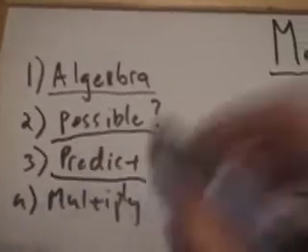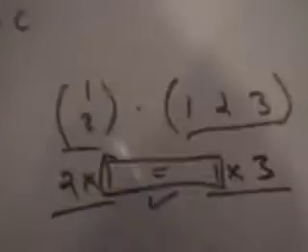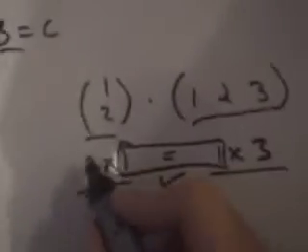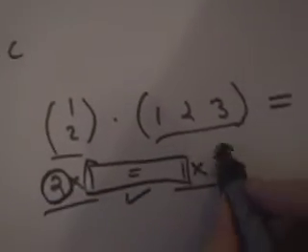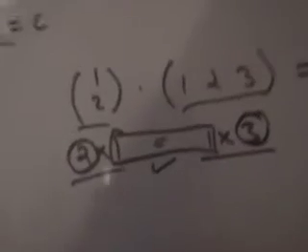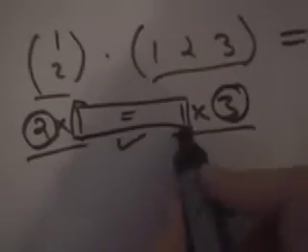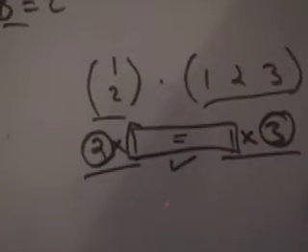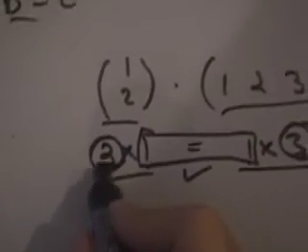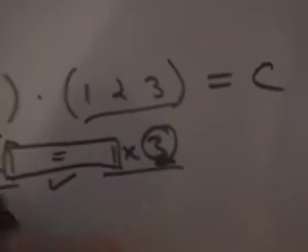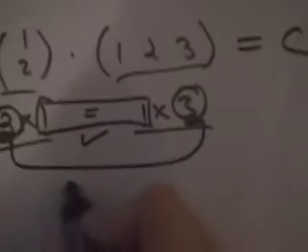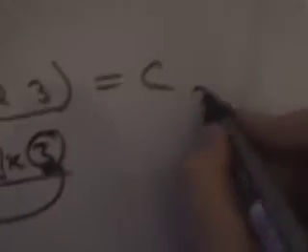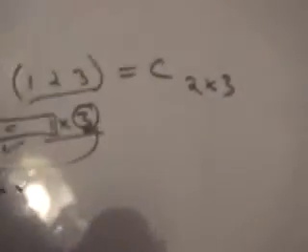Now, on to the third thing, to predict. Can we predict what the order of C will be? Yes, we can. If you use this and this to determine its possibility, then use the others that are just lying around to predict. Bring it up and you say 2 by 3. C will be a 2 by 3. It'll have 2 rows, 3 columns.